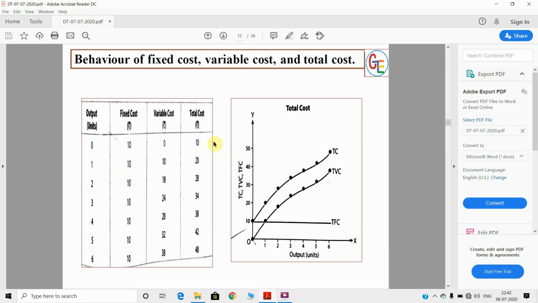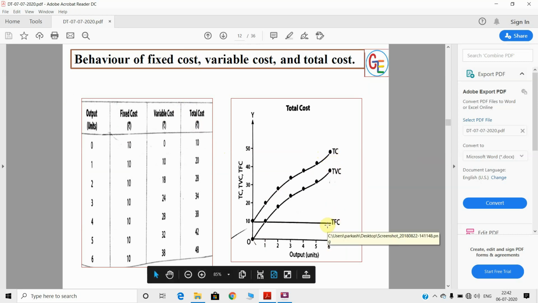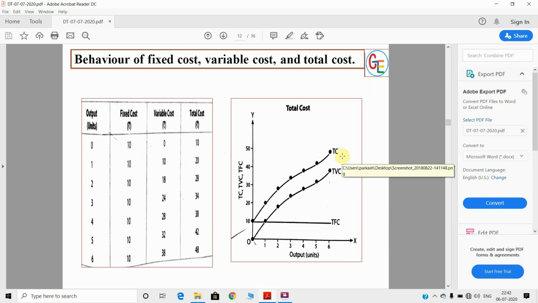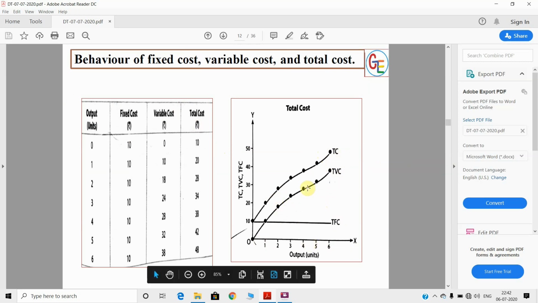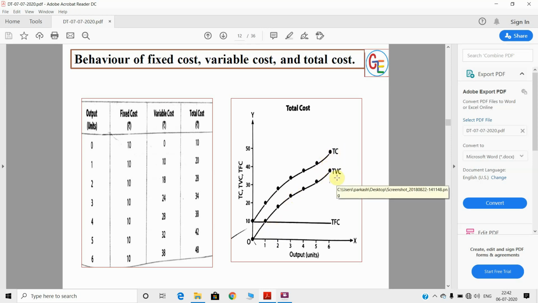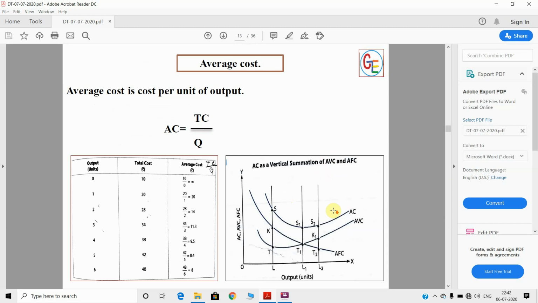Next come to the behavior of variable cost and total fixed cost. The difference between the TC curve and TVC curve is the TFC. As you know, TFC plus TVC is equal to total cost, right? So what is the nature of TC and TVC? There is a parallel distance between the TC and TVC due to the constant nature of the total fixed cost, right?